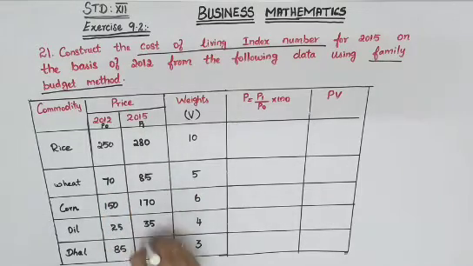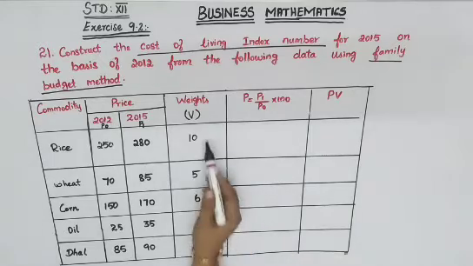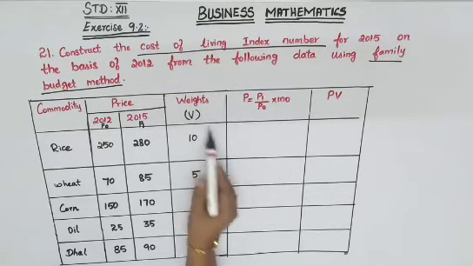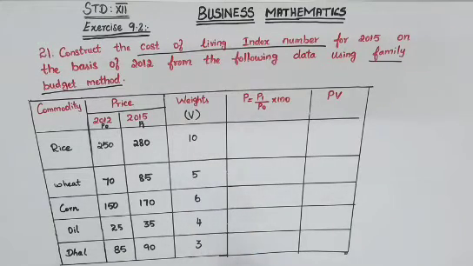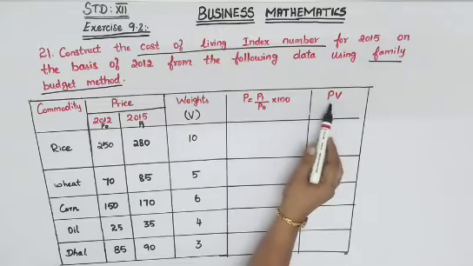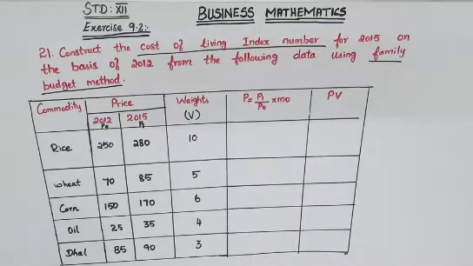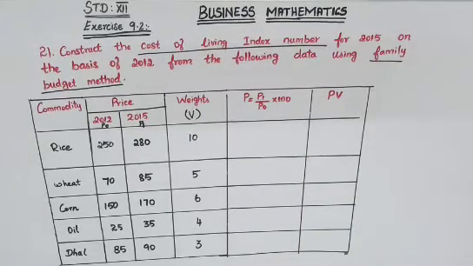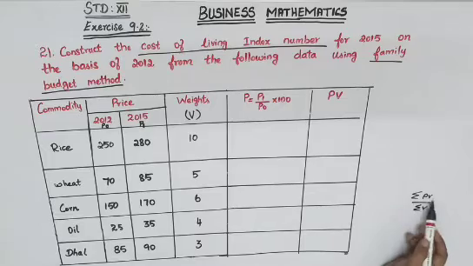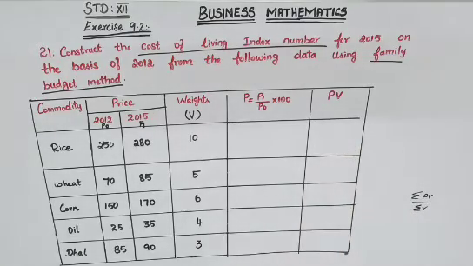The values will be given over there, and a new column, your weight, will be given. Till now you wouldn't have had weight over there. So weight V, we'll mark it. Again the data will be given. What you have to find is P, and the next column will be PV. Your cost of living index formula is sigma PV divided by sigma V. Because of this we are finding PV.